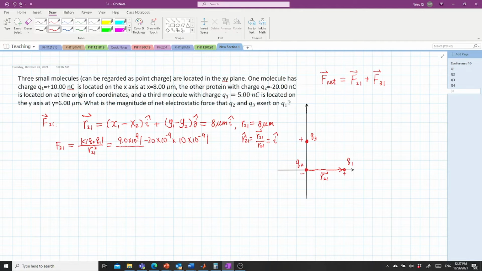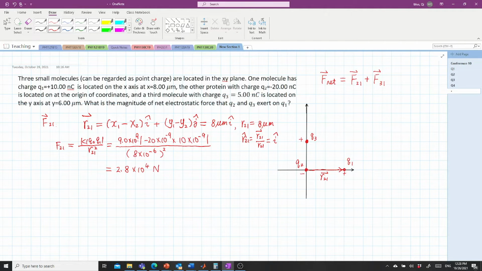If I write everything here, all the parameters in SI units, the final unit for the force will be newtons. So R21 will be 8 micrometers, so this will be 8×10^-6 meters squared. After that, we can calculate it. We did this in the lecture. This will give us approximately 2.8×10^4 newtons.